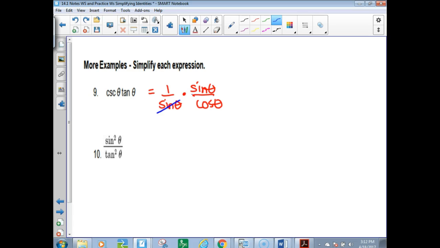I'm going to cancel out my sines. I am left with, you're technically replacing these, you cancel with ones. This is 1 over the cosine of theta, and then you would go ahead and write for me that that's equal to secant theta.